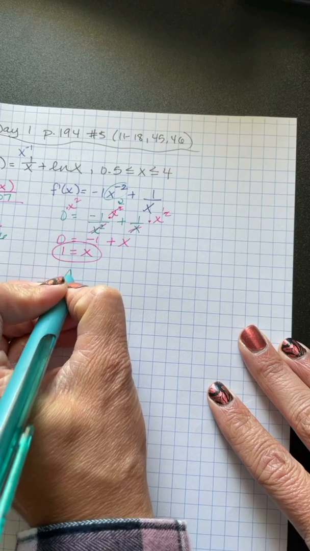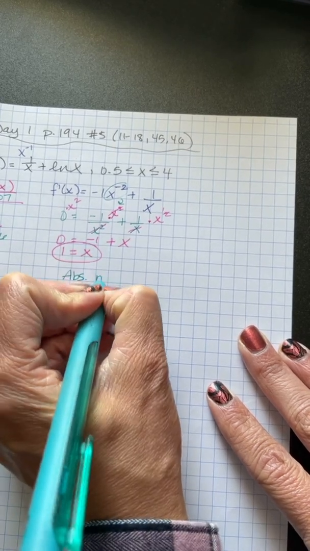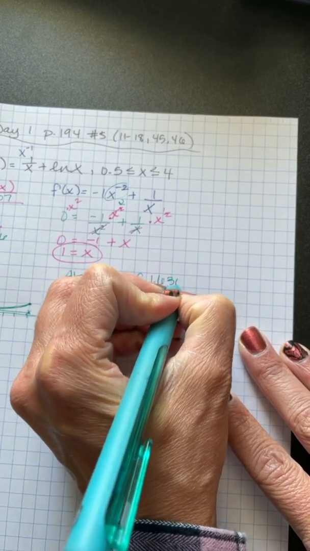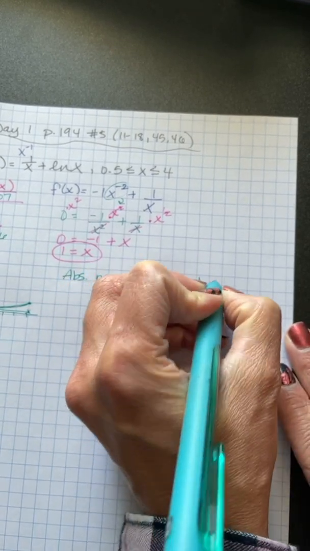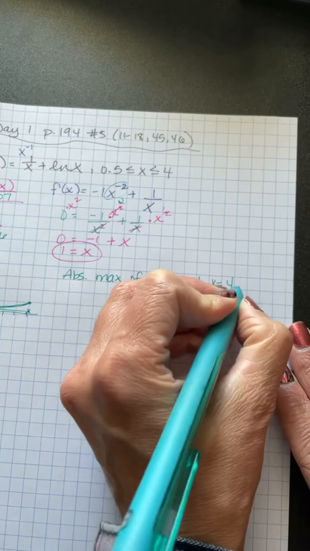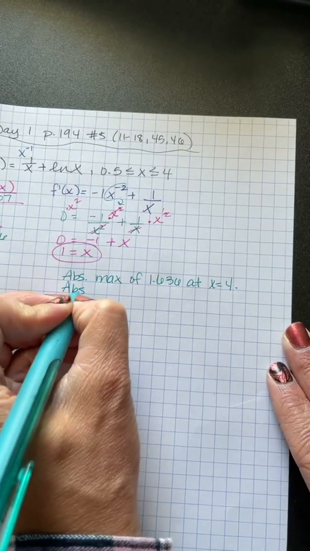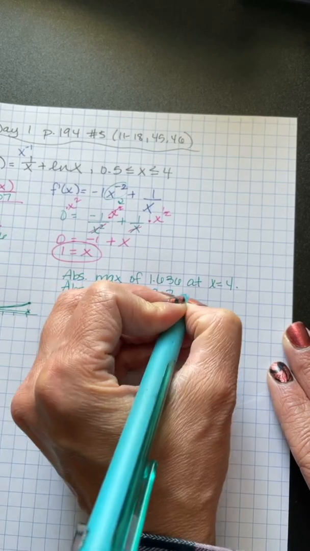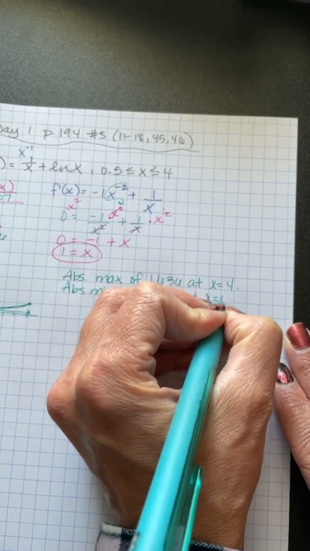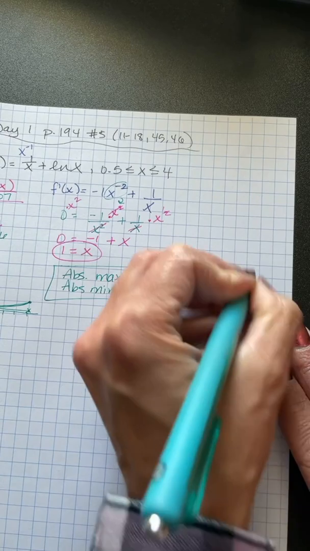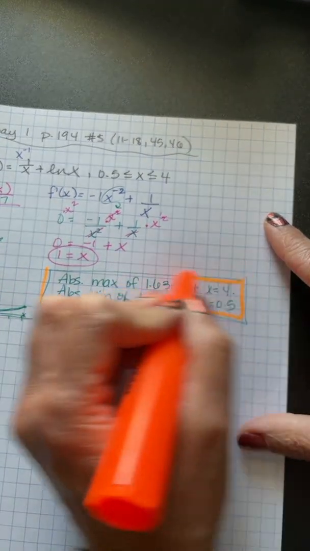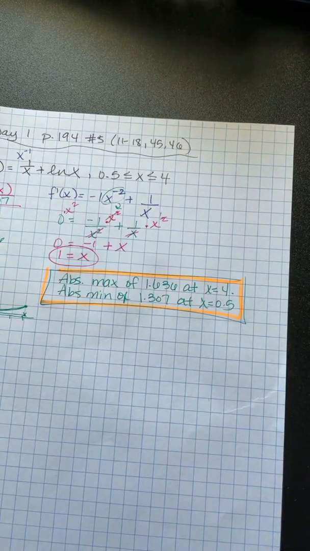All right, so we have an absolute max of 1.636 at x equals 4. And we have an absolute min of 1.307 at x equals 0.5. Got to try to move through these problems a little bit quicker, but I want to explain everything.